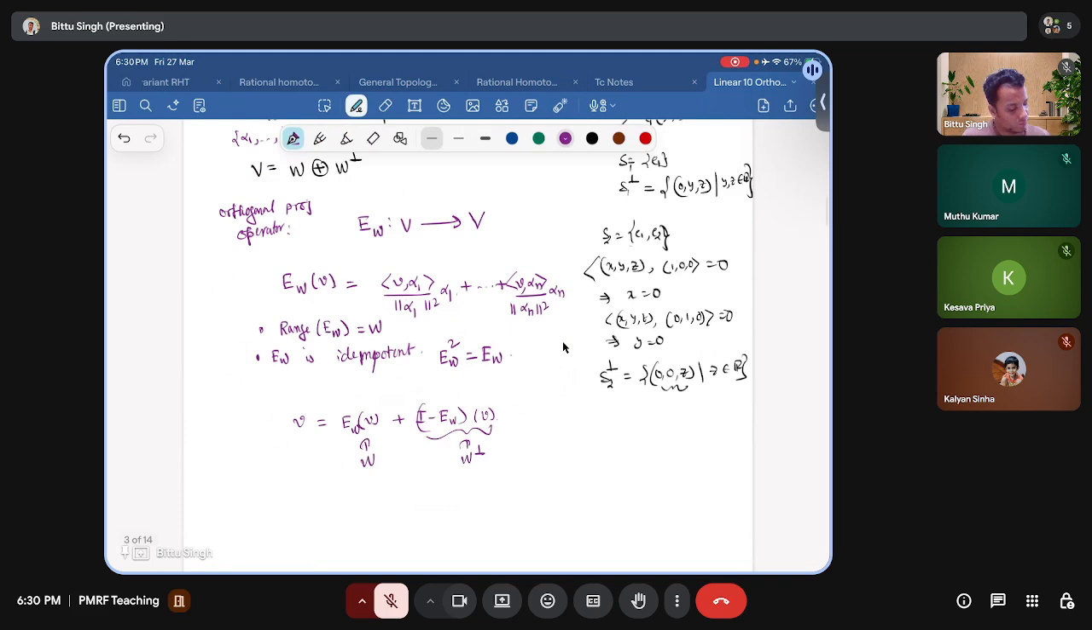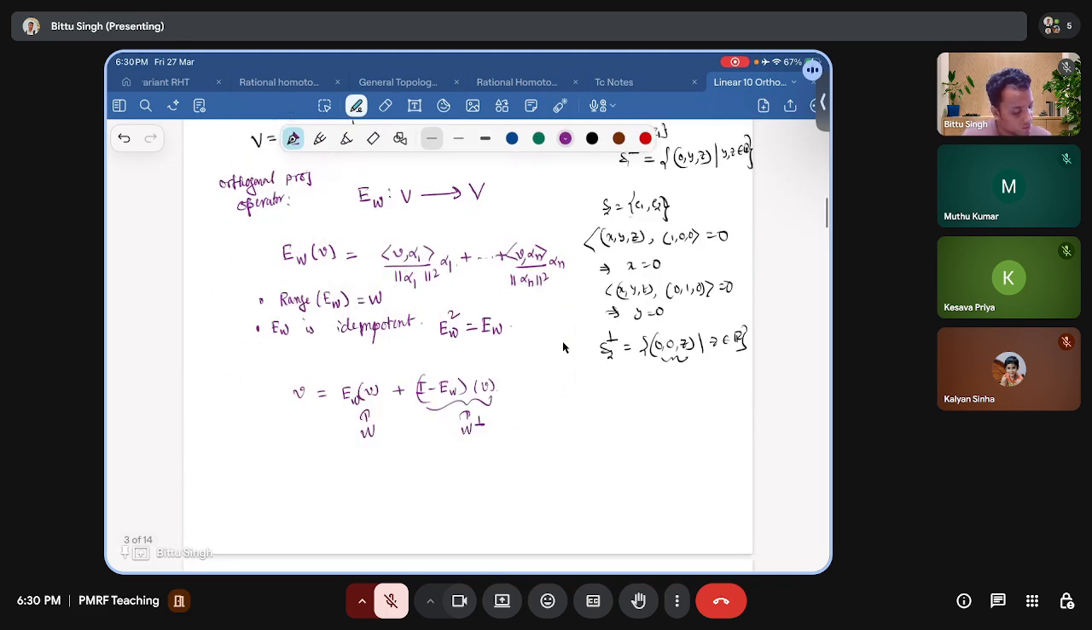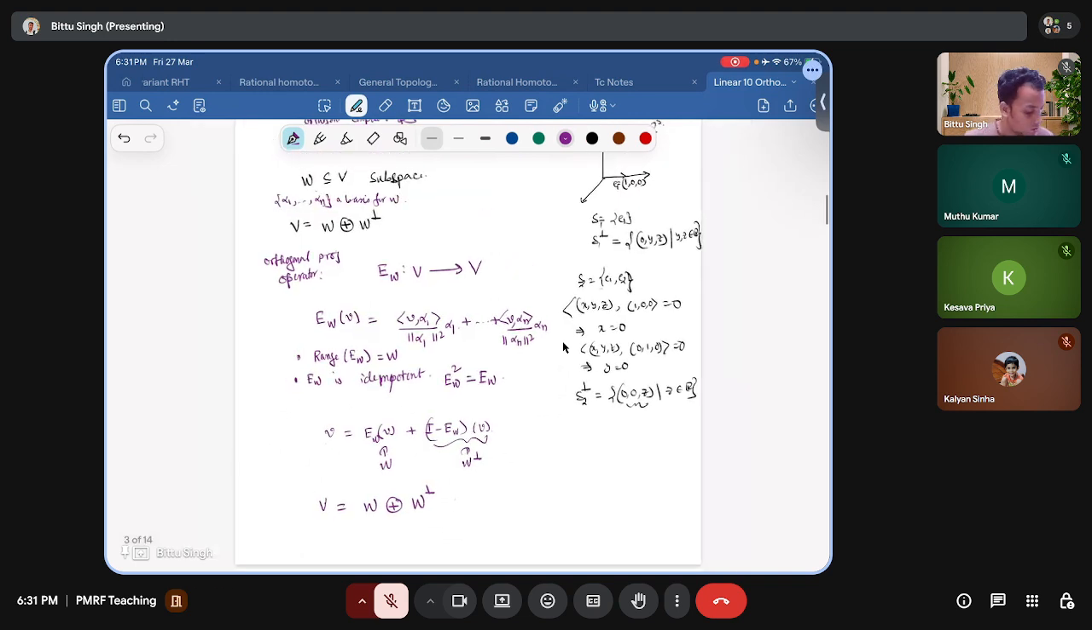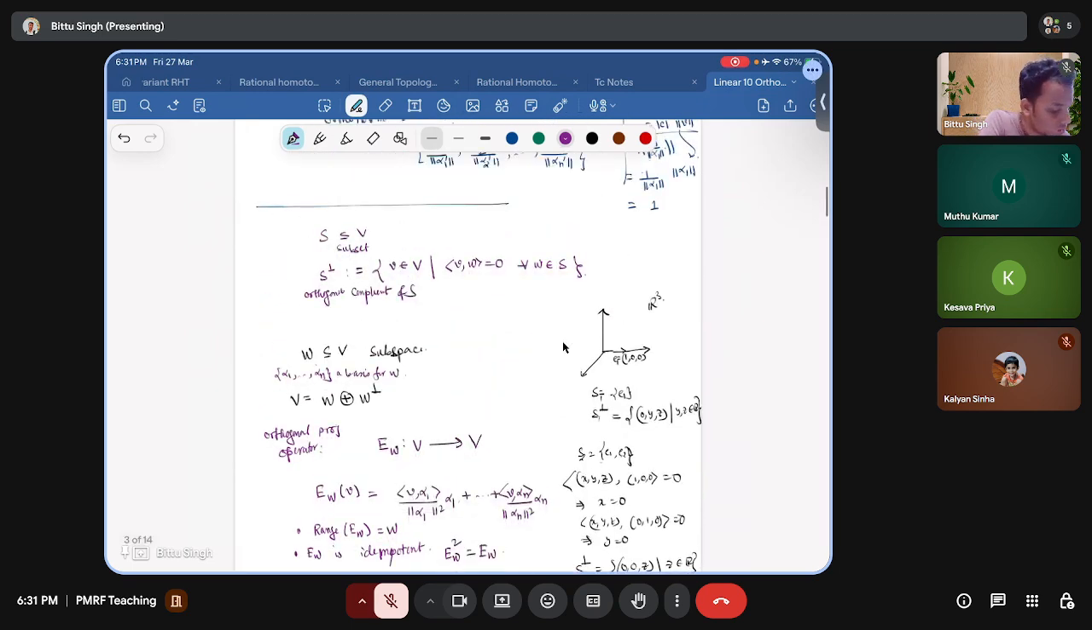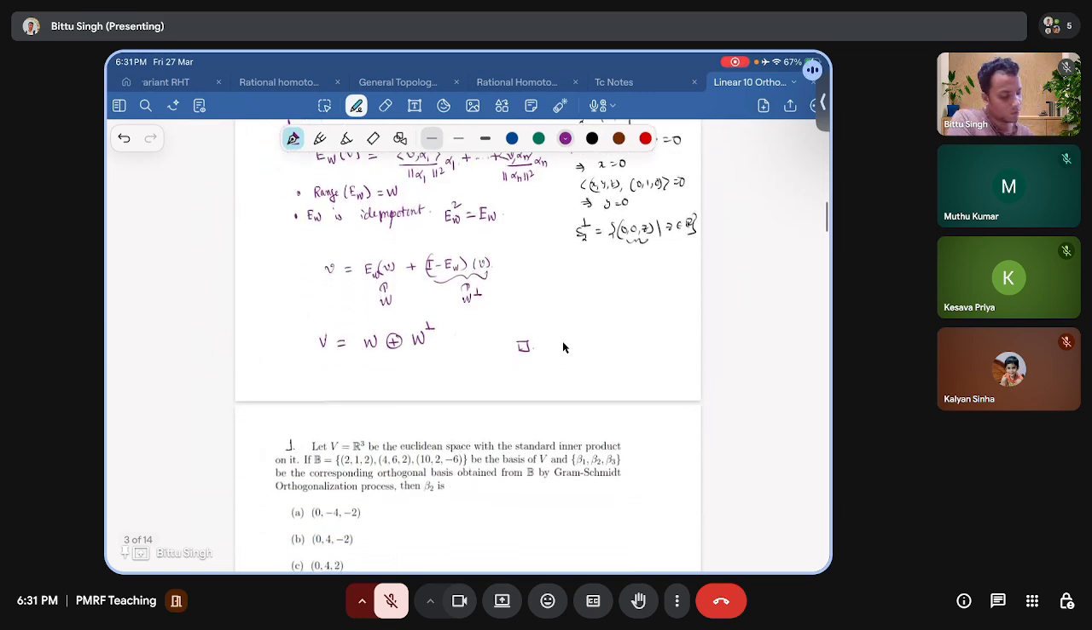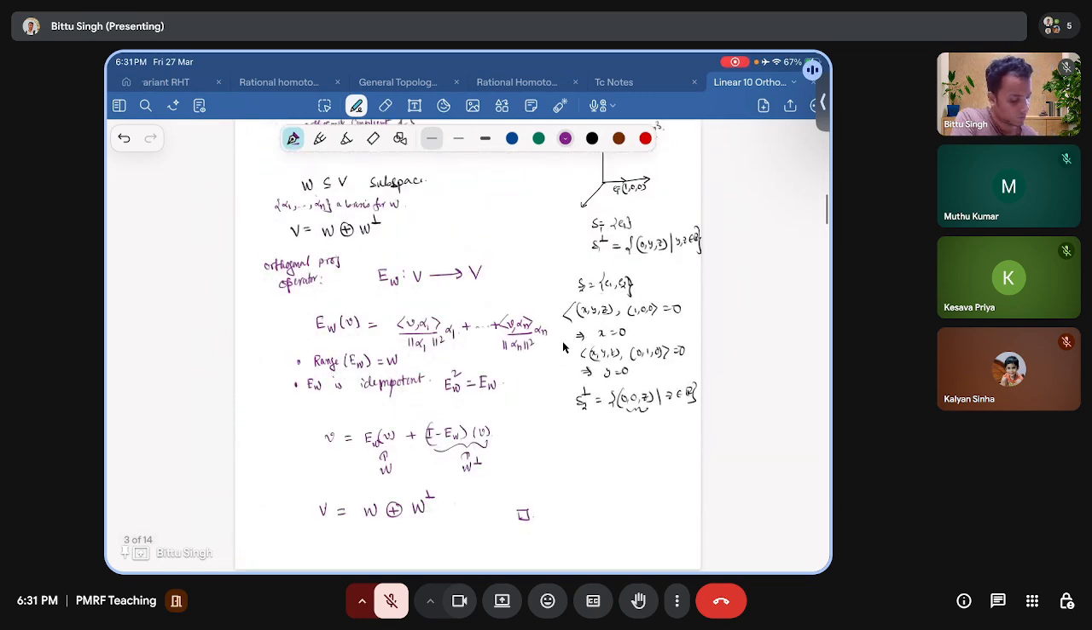So the main conclusion is that every vector v can be expressed as a sum of a vector in W and a vector in W bar. So this is the sketch of the proof. You can fill in the details. Okay, so let us solve some problems using those ideas.